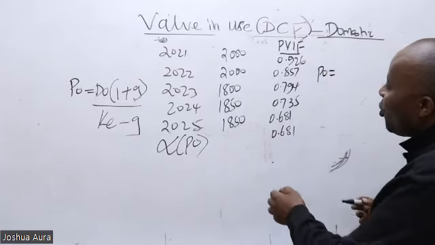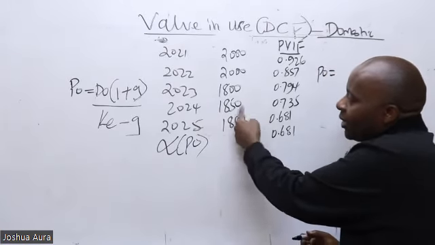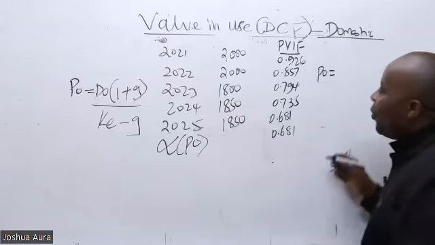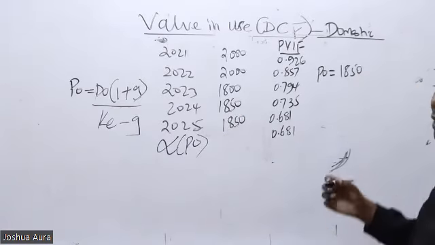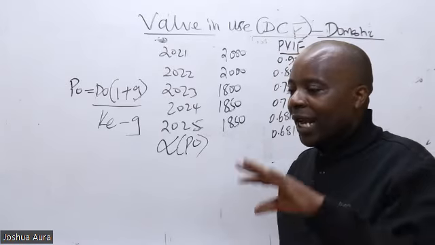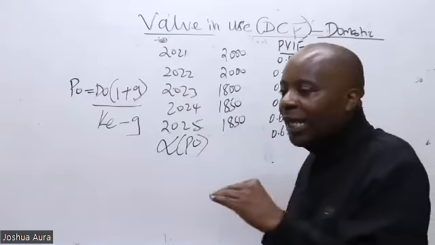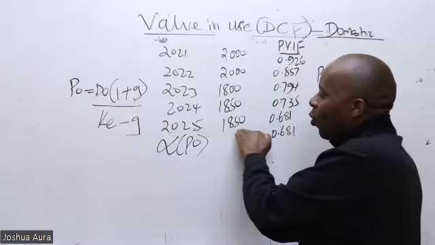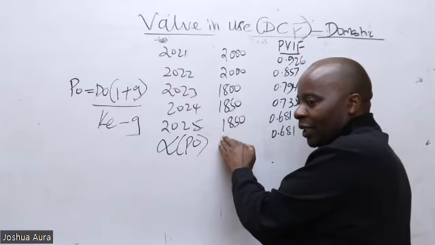PO will be equal to the most current value. The most current dividend is this one here, which is 1850. DO is the current dividend, but for us here, we take it to be the most current cash flow. Most current cash flow is 1850.